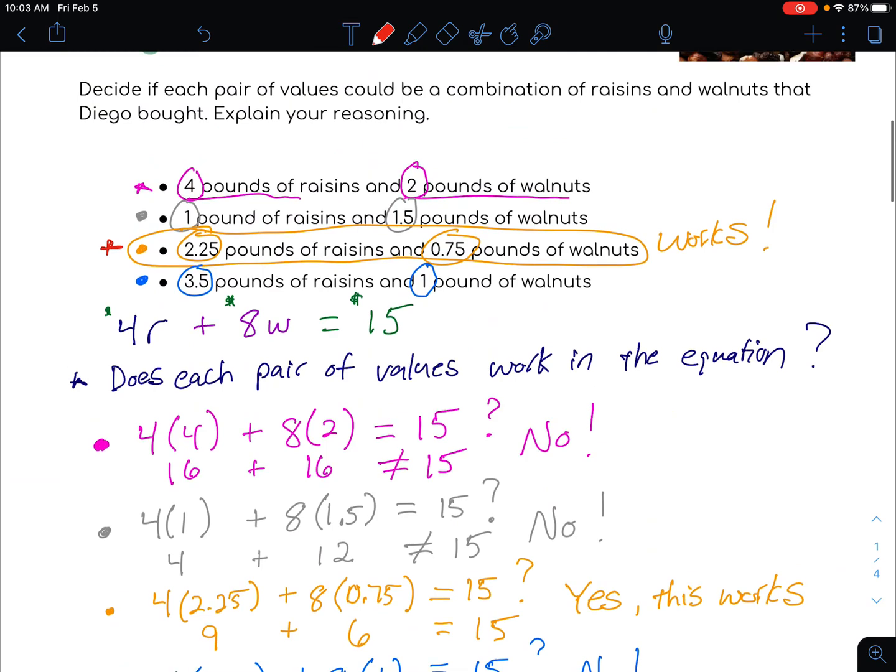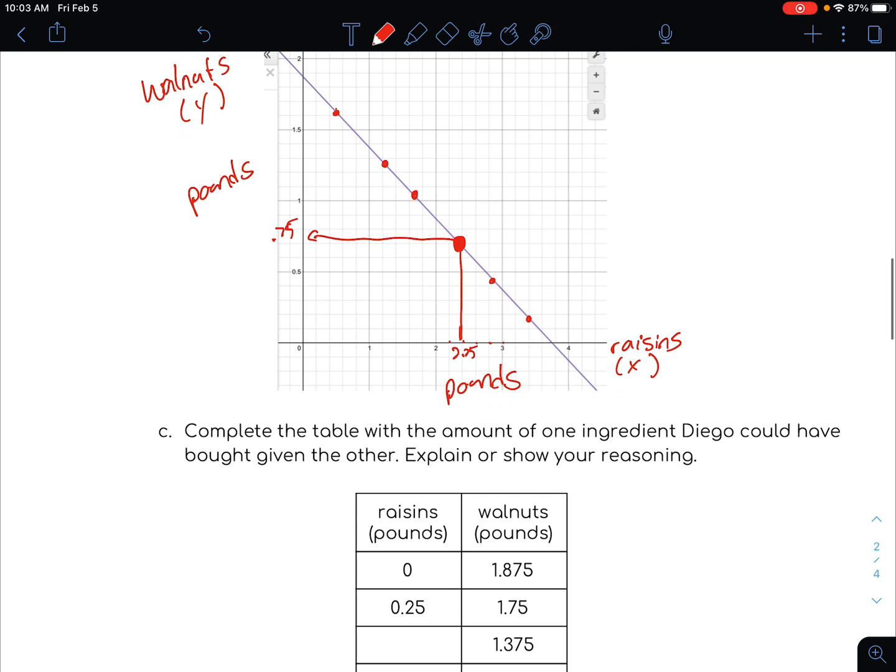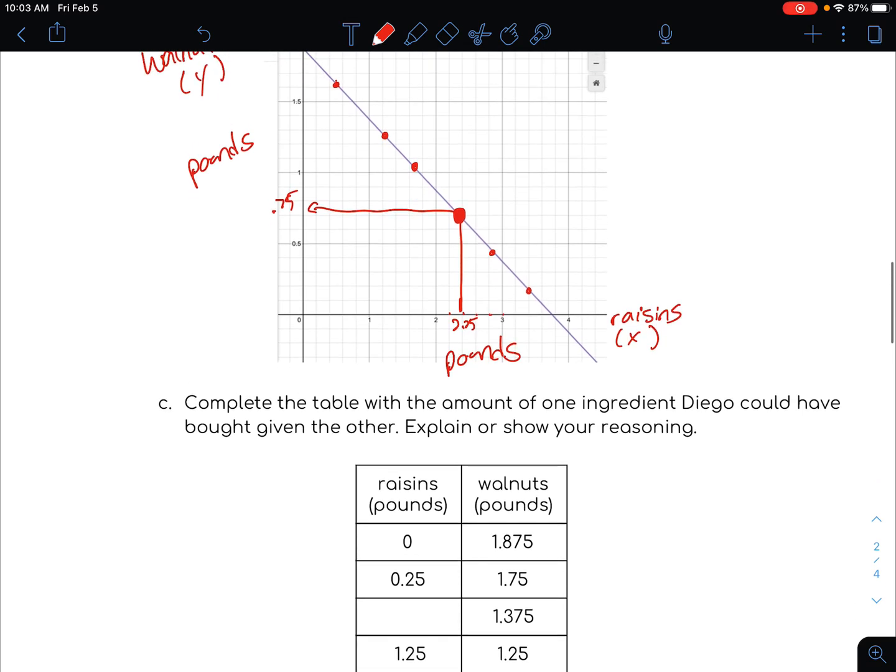2.25 pounds of raisins, and let's see, does that match up with about 0.75 pounds? Yeah, so that's about 0.75 over here, and about 2.25 here. So notice that matches up. Okay, so that was our combination on the first page. Complete the table with the amount of one ingredient Diego could have bought given the other. Explain or show your reasoning.